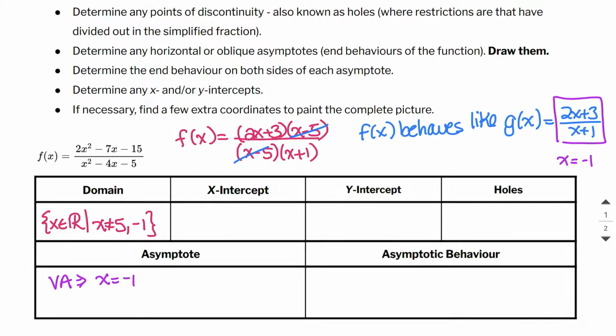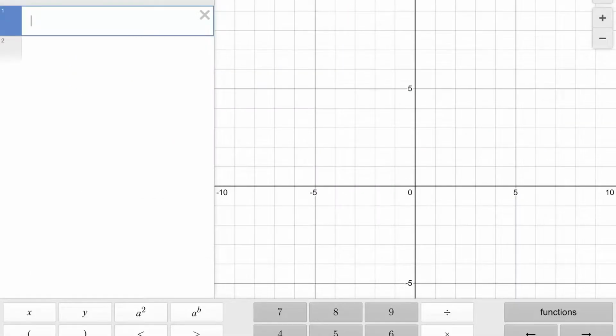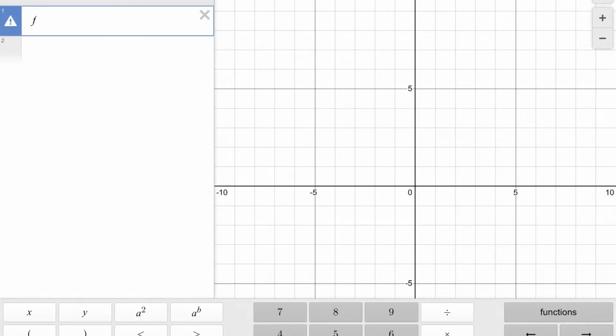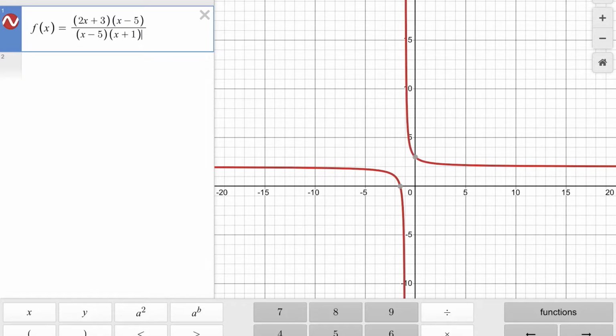Now, why do I not have a vertical asymptote at x equals 5, even though there's a domain restriction right here? Because right here, there is no x minus 5 as a factor, and it behaves like this function right here. Let's take a look at f of x versus g of x. So we know that f of x is going to be (2x plus 3)(x minus 5) over (x minus 5)(x plus 1).